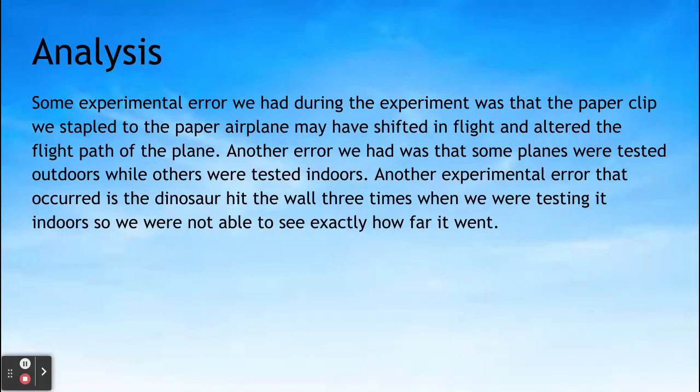Our analysis. Some experimental error we had during the experiment was that the paper clip that we stapled to the paper airplane may have shifted in flight and altered the flight path of the plane. Another error we had was that some planes were tested outdoors while others were tested indoors. Another experimental error that occurred is the dinosaur hit the wall 3 times when we were testing it indoors, so we were not able to see exactly how far it went.